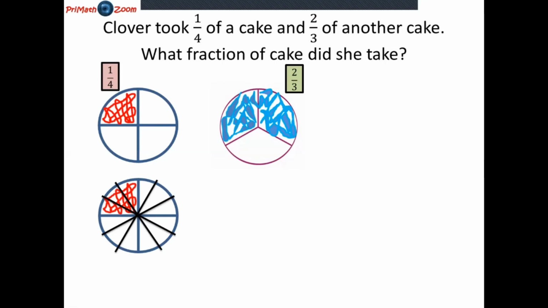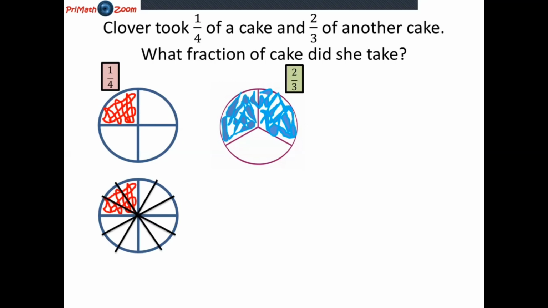Let's look at the other quarters. So this one is cut into thirds, the other is cut into thirds, and the other is cut into thirds. So all the quarters are cut into thirds. When we cut all the quarters into thirds, how many parts do we now have? Let's count them. 1, 2, 3, 4, 5, 6, 7, 8, 9, 10, 11, 12. So now we have 12 parts.